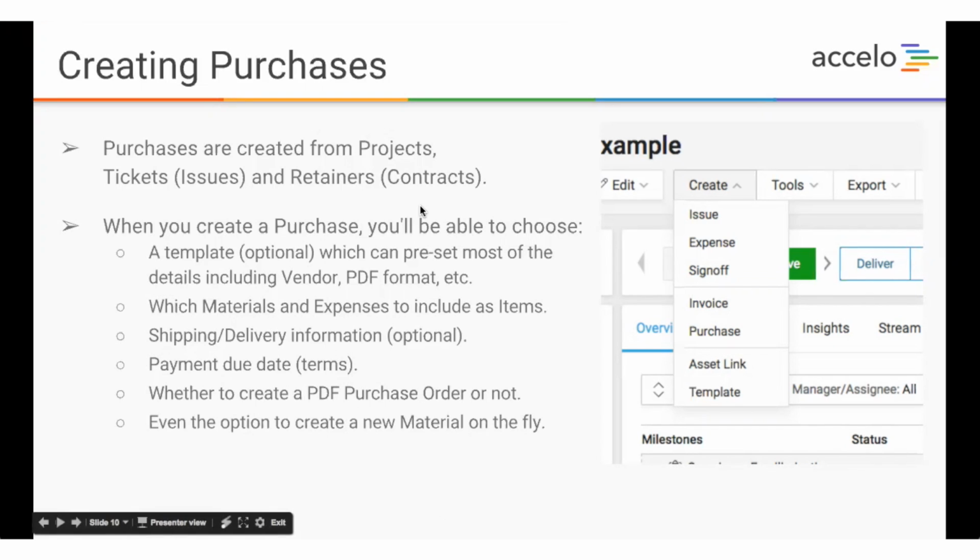So you can actually come into this purchase screen without already creating materials on the project. For example, on the project or the ticket, you'll be able to go through and create a purchase, and we will automatically create those materials for you.